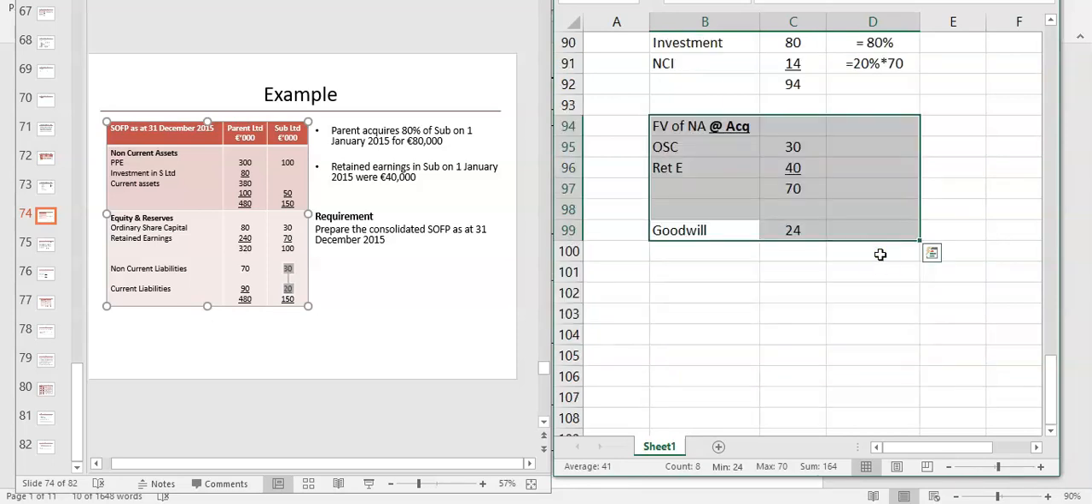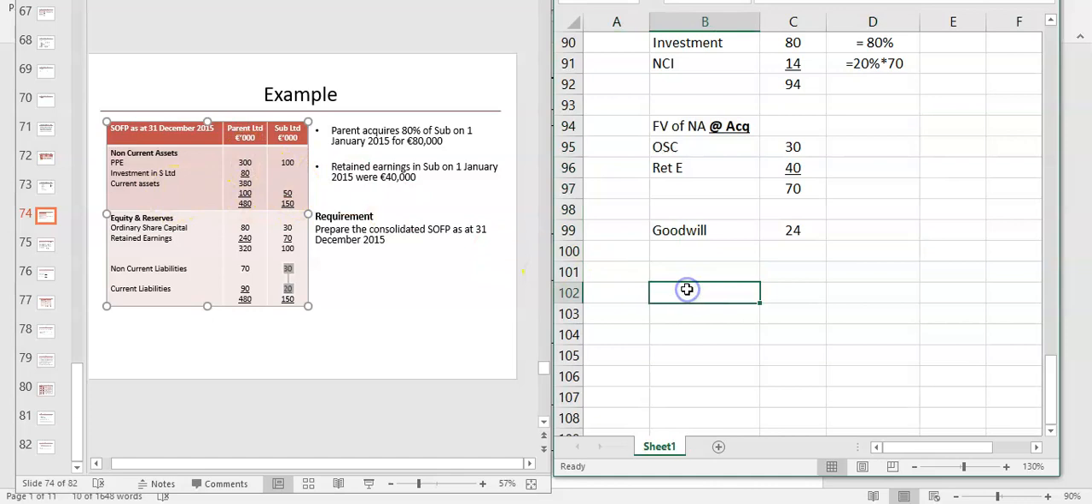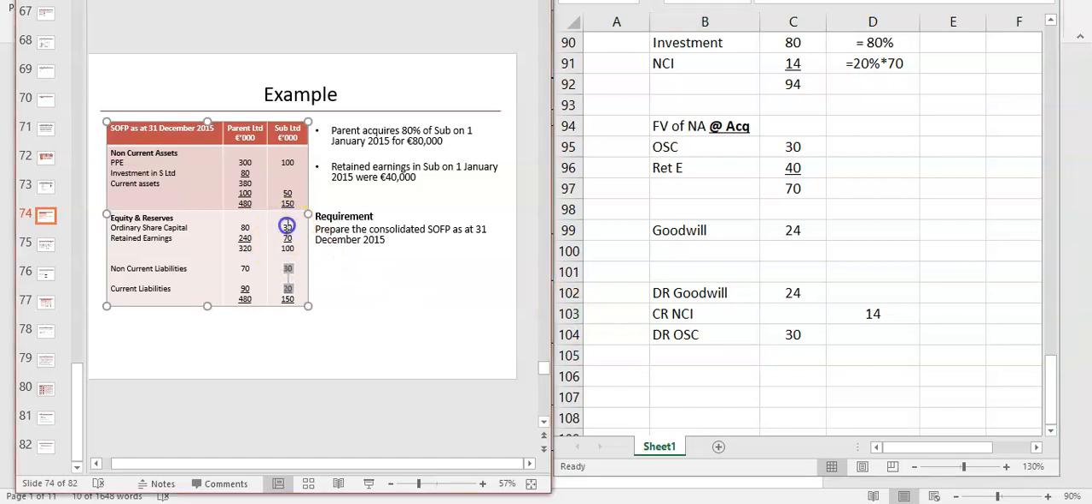Right? What would the debits and credits for that be? Well, we don't know what the individual PP&E or current assets were because we don't have it at that date of acquisition. So instead what we say is it would have been debit goodwill, 24. It would have been credit NCI, 14. So you're bringing in the new items that are not currently in the statement of financial position. And you remove the two items that you don't want. You debit ordinary share capital, get rid of the subsidiary's ordinary share capital.